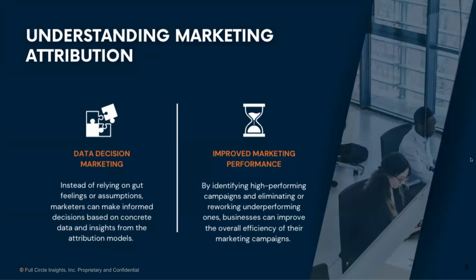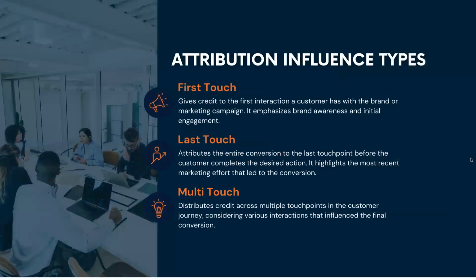Absolutely. Thanks, Gavin. Moving forward, let's talk about some of the influence types. We have three listed here. There's actually a fourth that Gavin, I think, will touch upon too. But as an overall view, there are different attribution influence types: first touch, last touch, and multi-touch. First touch gives credit to the first interaction a customer has within their journey. Last touch does the opposite, in a sense. It gives that credit to the last touch point before the conversion happens. And then multi-touch distributes that credit evenly across multiple touch points, all the touch points within the customer journey.